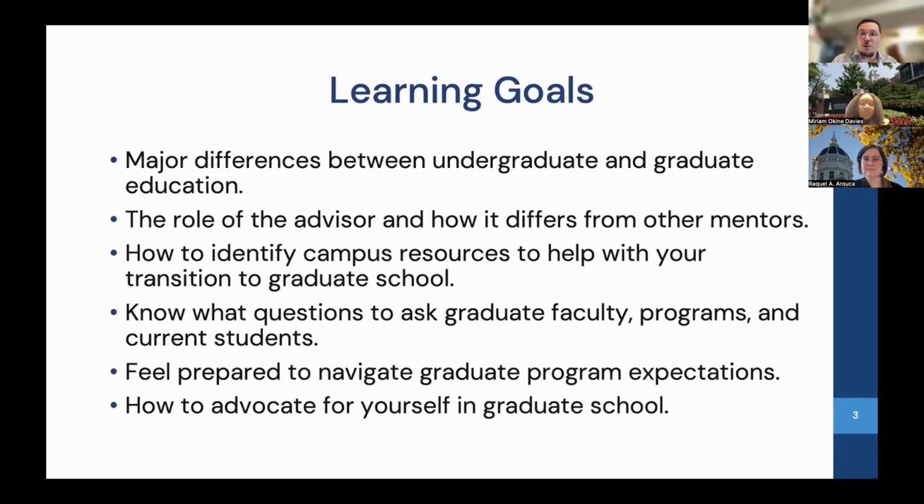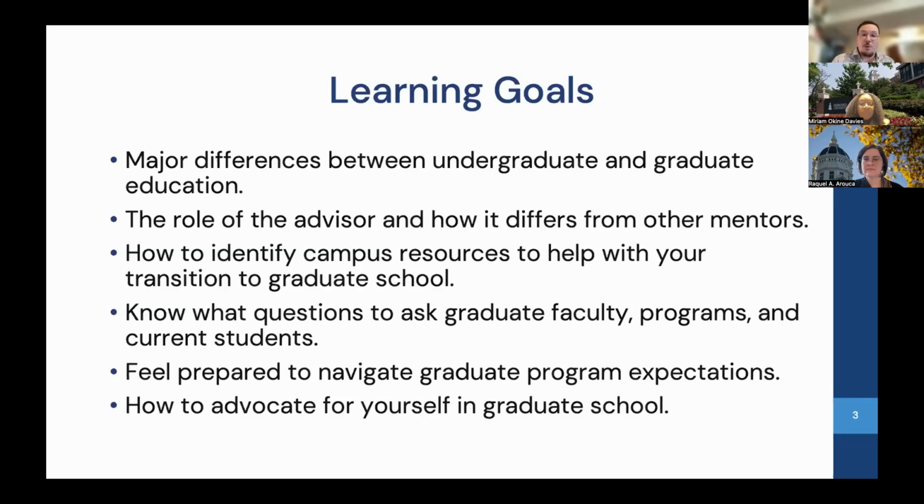We have six learning goals for today's event. The first is to understand the major differences between undergraduate and graduate education. The second is to examine and understand the role of the advisor and how that role may differ from other mentors you have in graduate school. The third is how to identify campus resources to help you with your transition to graduate school, especially since there may be quite a bit of variation between schools and programs.